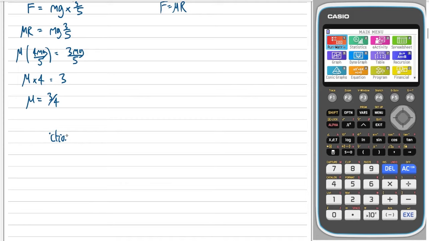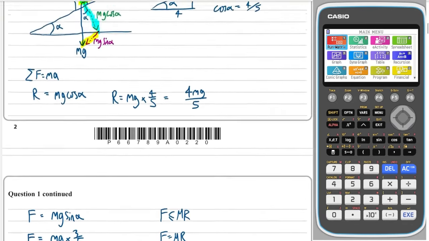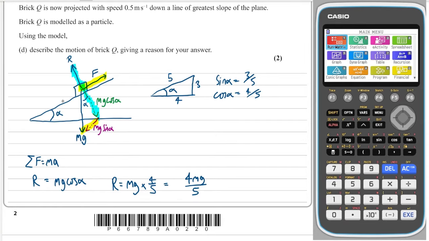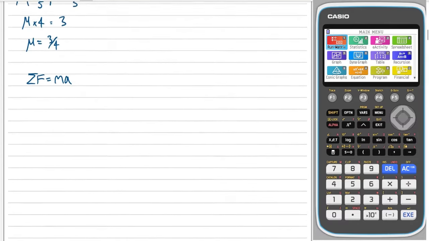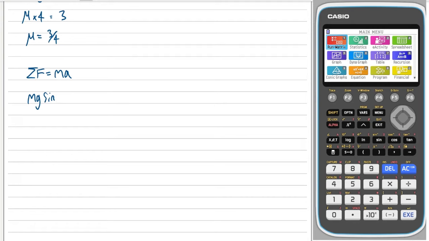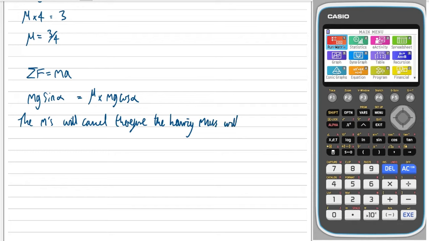Well, the forces are always equal to mass times acceleration. Now, will the forces still be balanced? Well, what are the forces acting parallel to the plane? Friction and mg sine alpha. So we'll have mg sine alpha going one way, and that will equal the frictional force, because the frictional force is mu multiplied by R, and remember R was mg cos alpha. So essentially the m's will cancel, therefore the heavier mass will not upset the equilibrium.